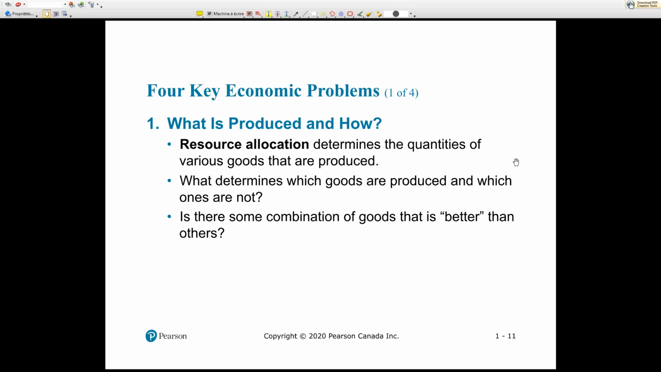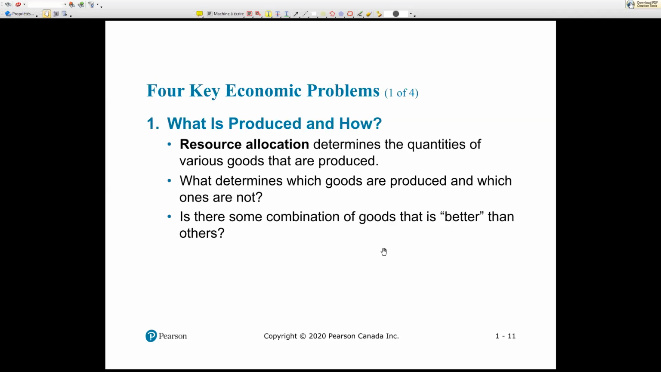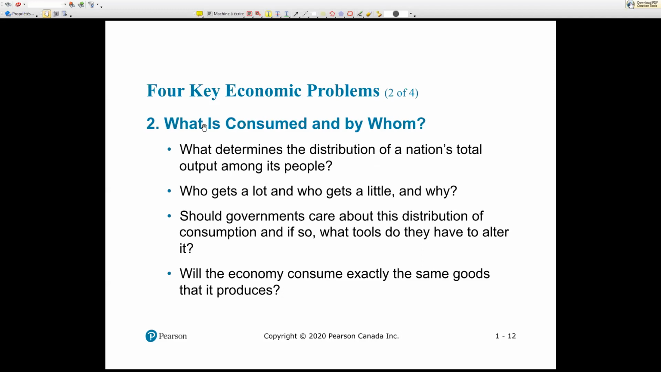And then, of course, the question is what goods are better than the others? That's going to help me decide. And is there a combination of goods that's better than some other combination? Well, if you're China, you decide that investment goods are better. If you're the US, you decide that consumption goods are better. But we haven't got to choice yet. Now we just describe what can be done.